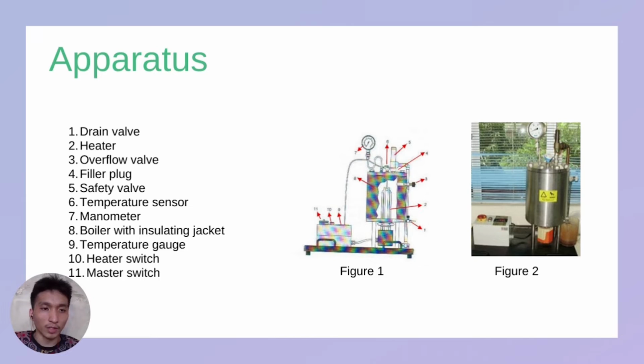Apparatus 1 is the drain valve. Apparatus 2 is the heater. 3, overflow valve. 4, filler plug. 5, safety valve. 6, temperature sensor. 7, manometer. 8, boiler with insulating jacket. 9, temperature gauge. 10, heater switch. 11, master switch.